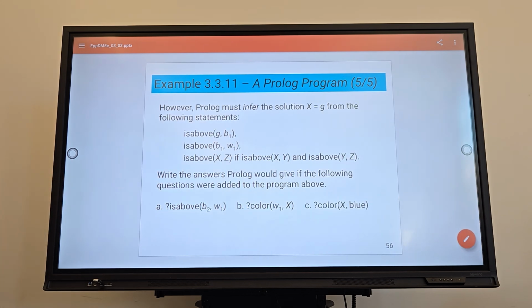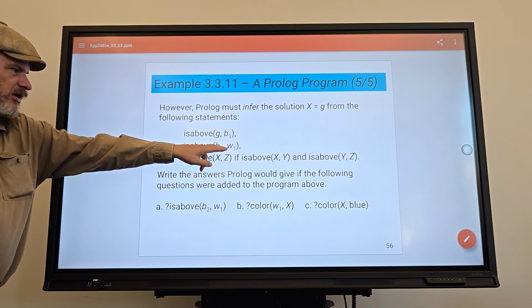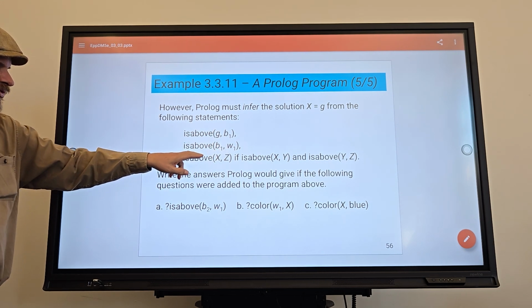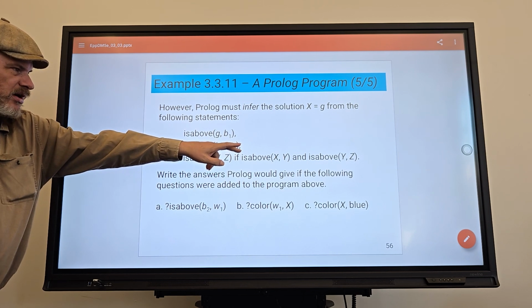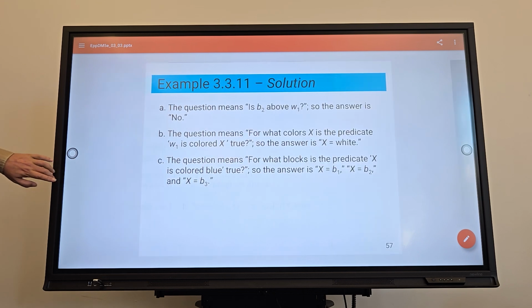However, it must infer the solution x equals g from the following statements. G is above B1, B1 is above W1, W1 is above XZ, XY, and YZ. I would have to go back to the diagram for those, but let's see here. Is B2 above W1? No.